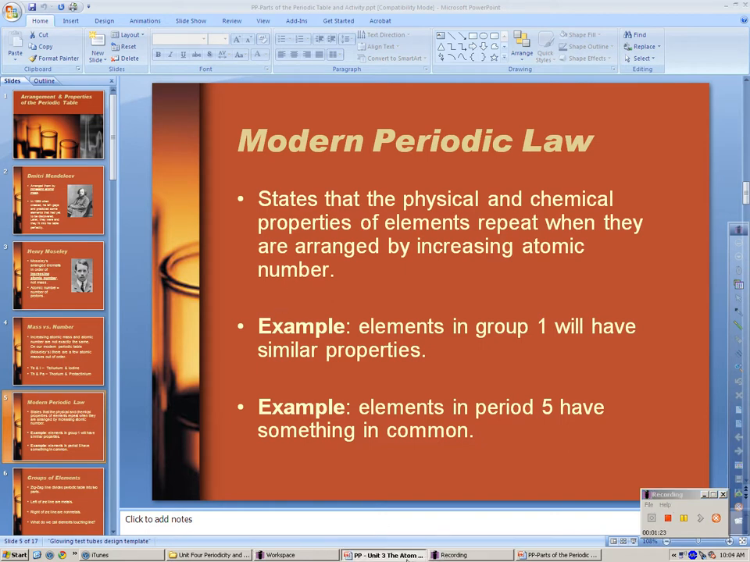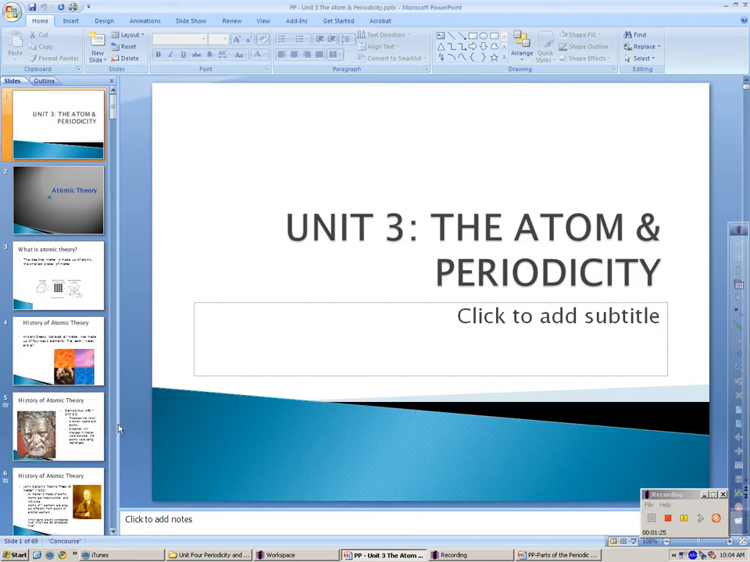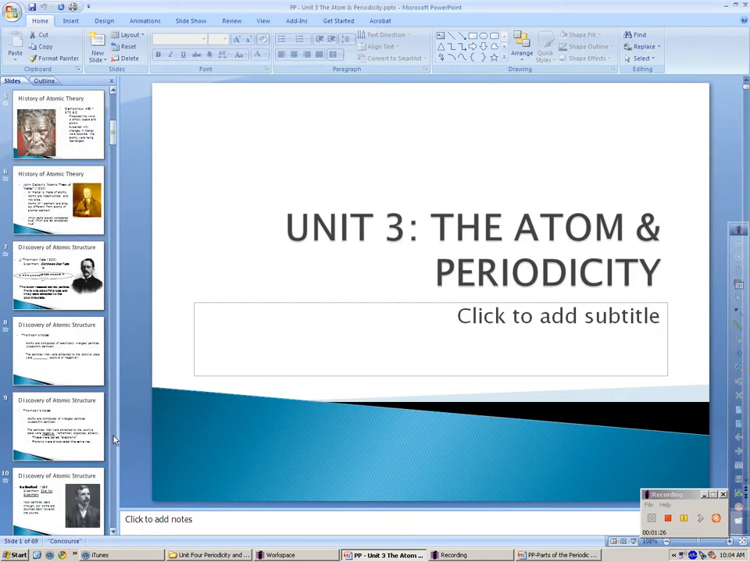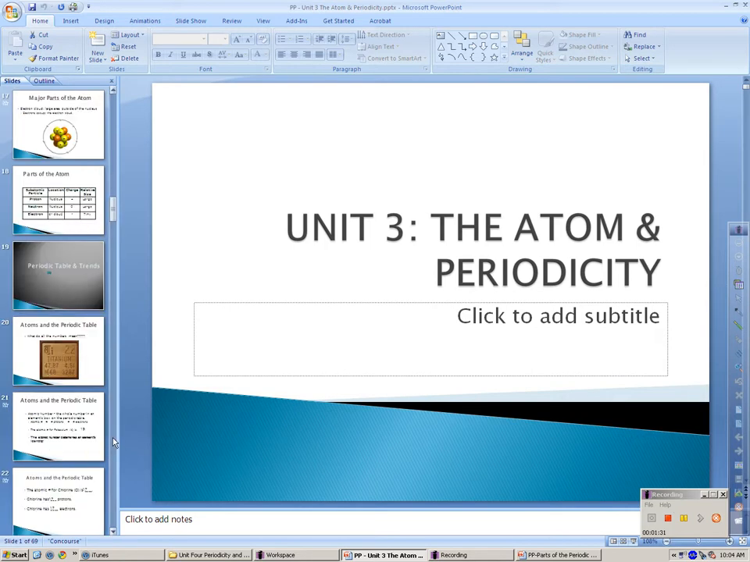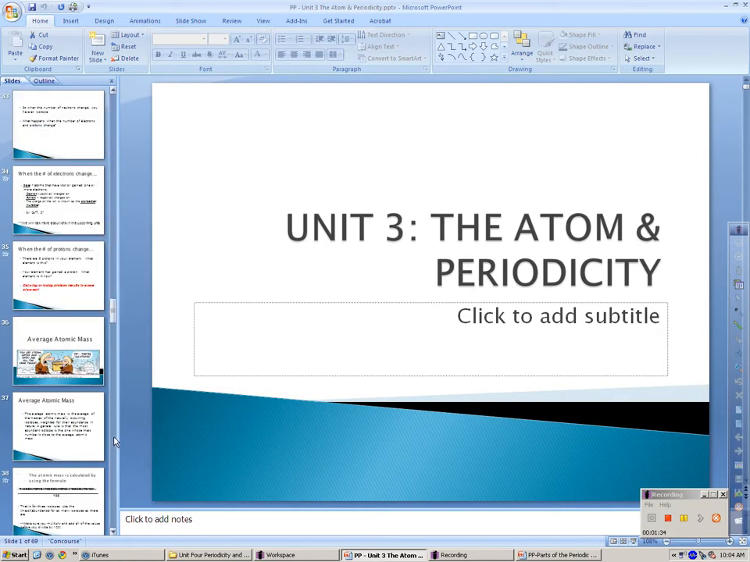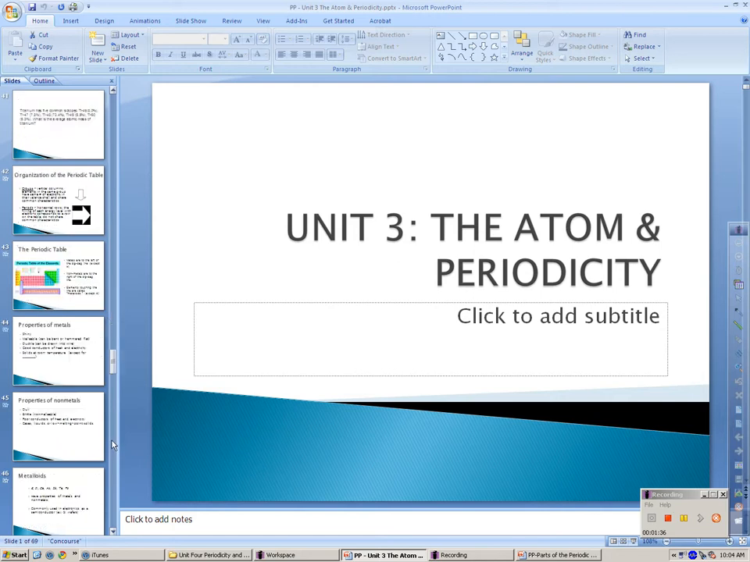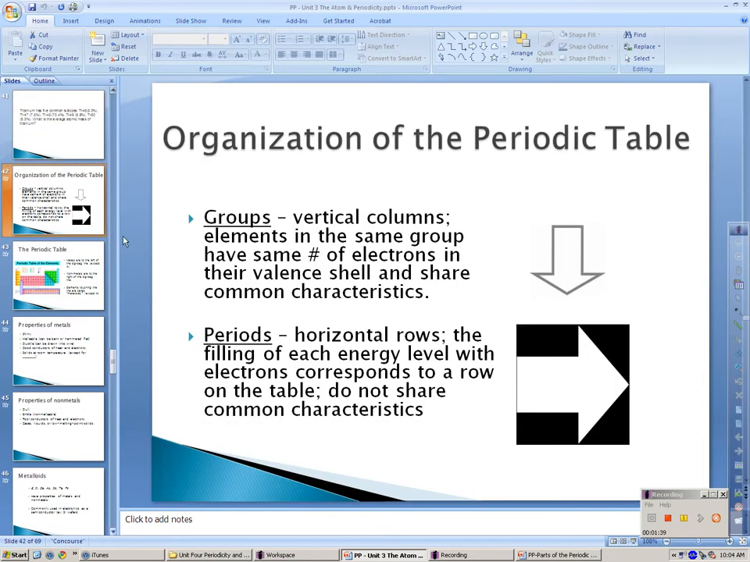Now, we're going to go over to these guys. So, groups are vertical columns. Elements in the same group have the same number of electrons in their valence shell and share similar common characteristics. The periods are horizontal rows, which you can read right there. Again, if I'm going a little fast, just pause the video and go back over it.